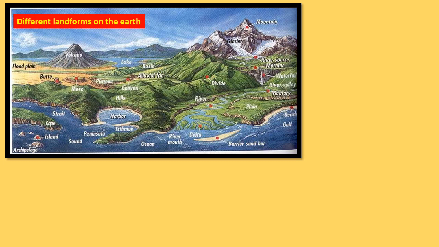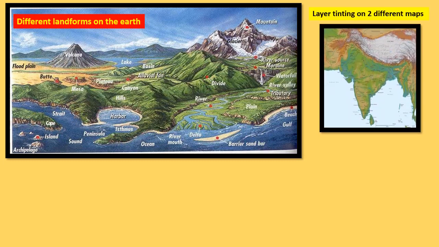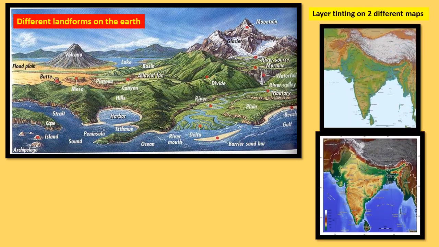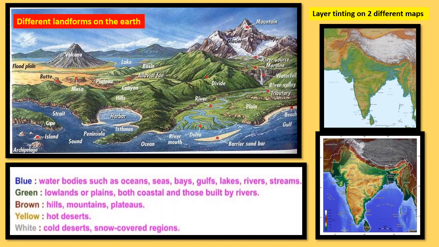In the first module of this chapter, we learnt what the different colors on topographic maps indicate. Let us recollect them one by one. Blue indicates water bodies. Green represents the lowlands or plains, both coastal and those built by rivers. Brown means the hills, mountains and plateaus. Yellow is for hot deserts. And white indicates cold deserts and snow-covered regions.